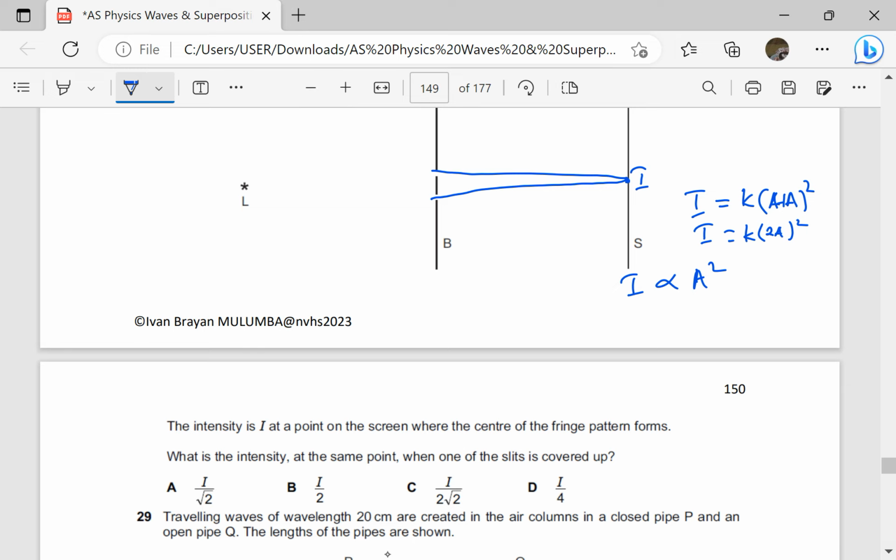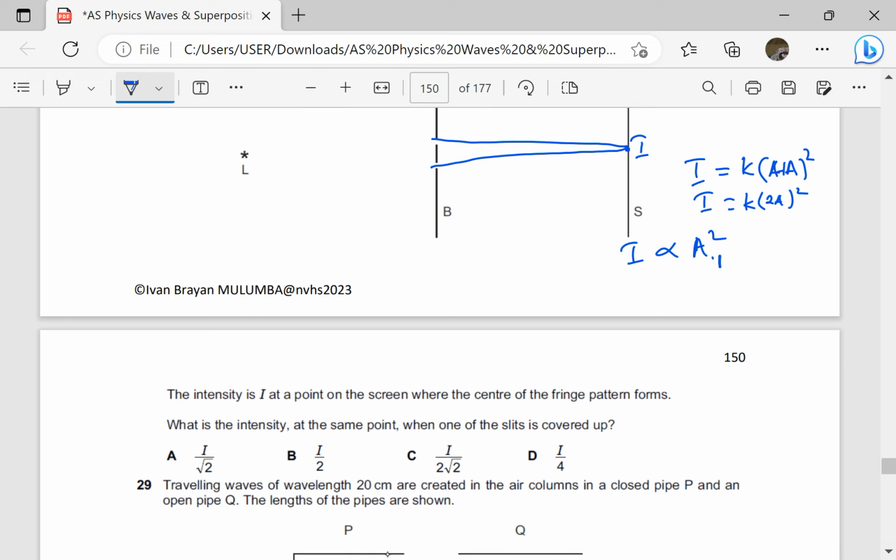What is the intensity at the same point when one of the slits is covered up? If one of the slits is covered up, then the intensity arriving there, we call it I2, is going to be K times A squared, because only one slit will be providing the light there.